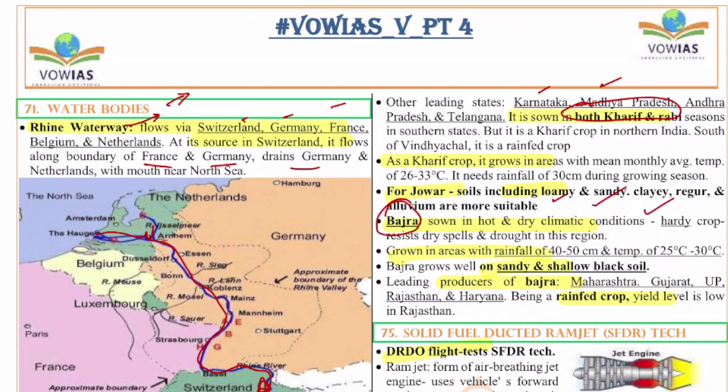And next you have bajra. Bajra is sown in hot and dry climatic conditions. It is a hardy crop and it resists dry spells and drought in the region. It grows in the area where the rainfall is between 40 to 50 centimeters and temperature is 25 to 30 degrees. It grows well on sandy and shallow black soil. So bajra, the largest producer, if you see, is also Maharashtra only. For jowar and bajra, for both it is Maharashtra, followed by Gujarat, UP, Rajasthan. And it's a rain-fed crop, and also the yield level is low in Rajasthan.